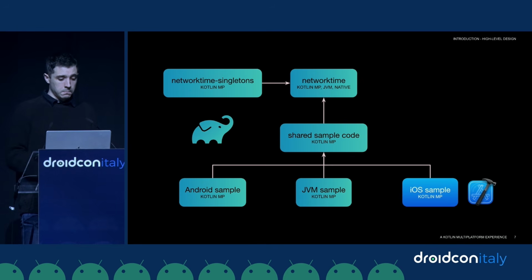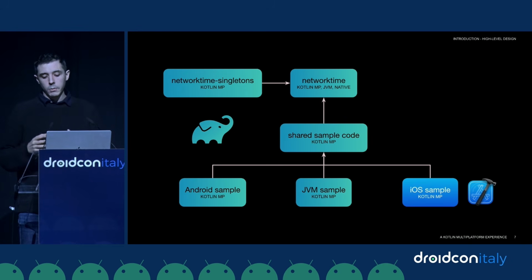Then we have networktime, the core module of the tool, using mostly Kotlin Multiplatform, but also JVM and native code for the platform-specific implementations that we just talked about in the previous slide. We have networktime singletons, also using Kotlin Multiplatform, which is an optional extension to the core API that allows micromanaging clock instances. As an aside, both networktime and networktime singletons declare JVM, Apple, and Android targets.